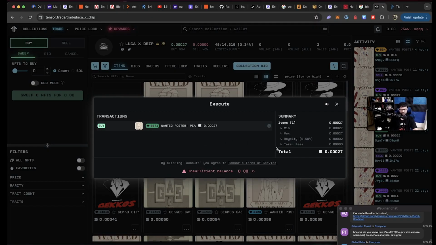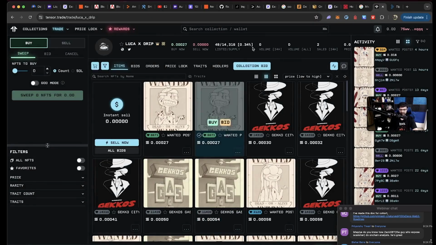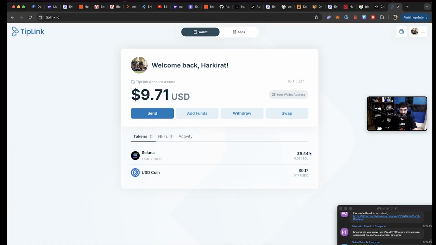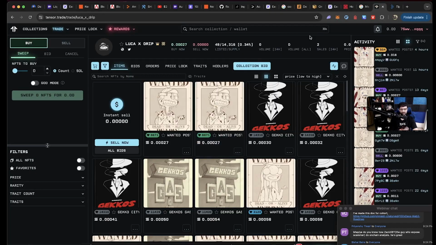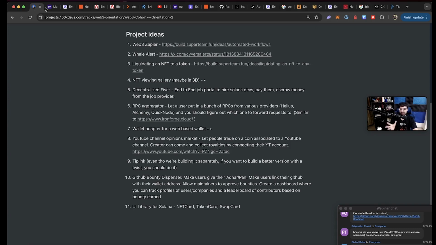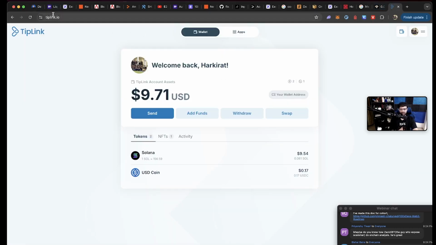If I click on buy, insufficient balance. Oh, I don't have Sol here. I do have Sol. Oh, I logged in with the wrong email, but you get the idea. That is what I meant. I'm sure their code is open source, so you can look at their wallet adapter.